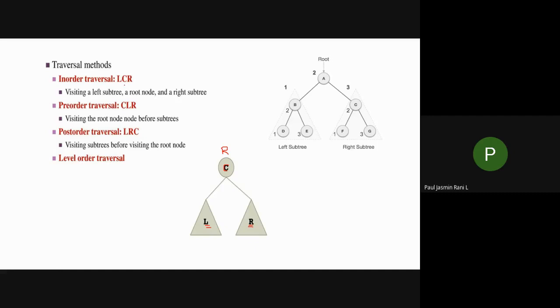See here what happens in in-order traversal: LCR. LCR means first you give preference to left, next to the root node, that is your parent node, which you can also call the current node. Next is the right node. Pre-order traversal means first you give preference to the root node, that is C, next left, and next right. Post-order traversal means only last you give preference to the root node. First left, next right, and next the root node. So this is the hierarchy you have to follow for tree traversal.